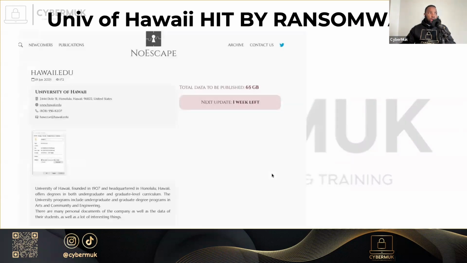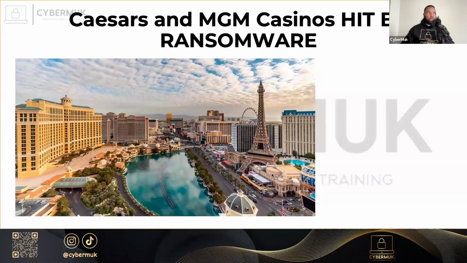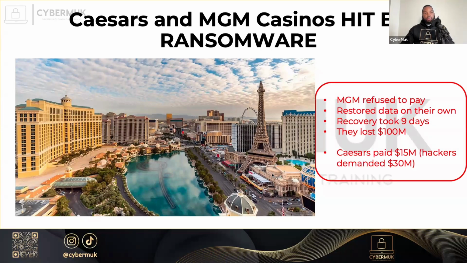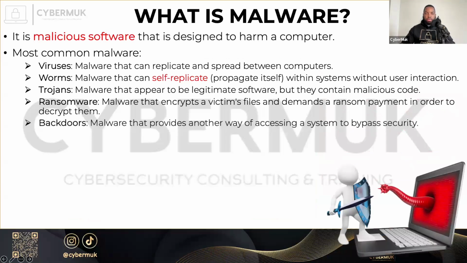You had the University of Hawaii that was hit by ransomware. They had more than 60 gigabytes of data stolen, about 28,000 victims, and they paid at least $100,000. The full amount was not disclosed. You have Caesars and MGM casinos hit by ransomware. MGM refused to pay, and recovering their data took about 9 days, and they lost about $100 million in the process of restoring their data. Caesars paid about $15 million when the hackers asked for 30 million. So this is ransomware. It's one of the scariest types of malware.